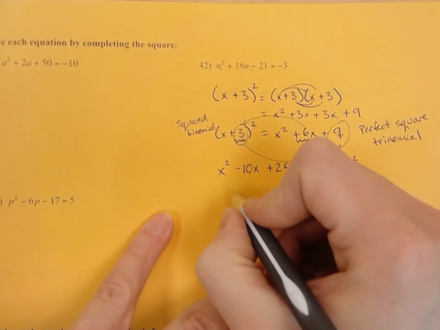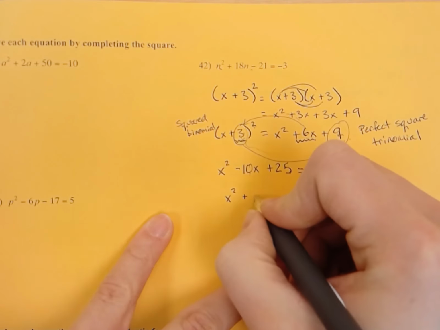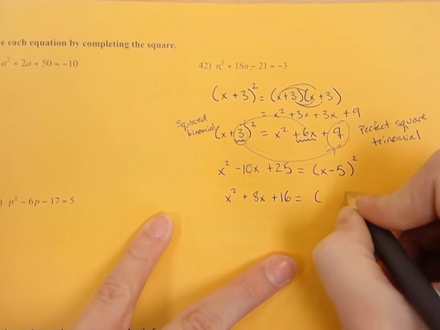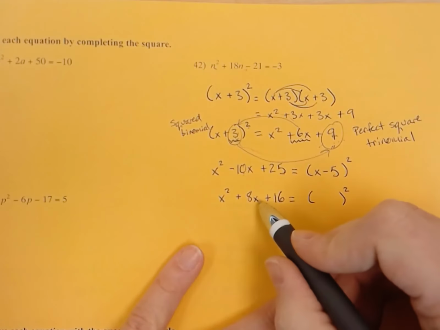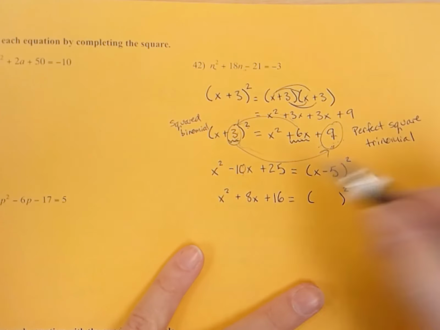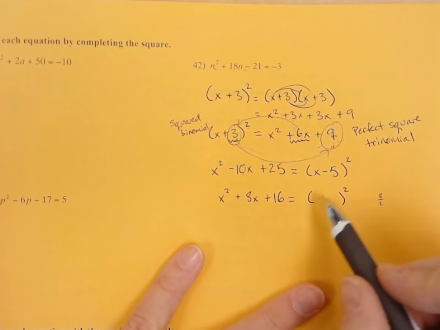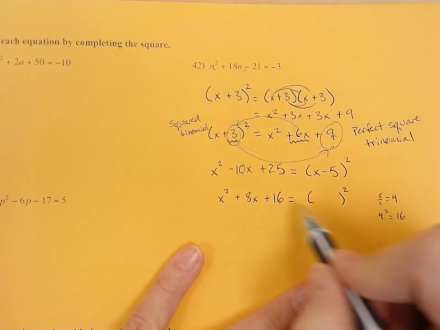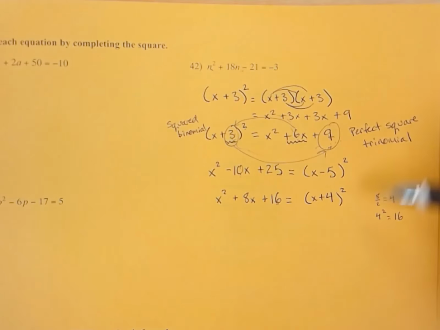So once again, I could do a different one. Maybe like x squared plus 8x plus 16. Well, remember, we're cutting it in half. So 8 divided by 2, I get the 4. And if I square 4, does it equal that number? Yes, yes it does. So x plus 4. So this is the pattern that I'm relying on.